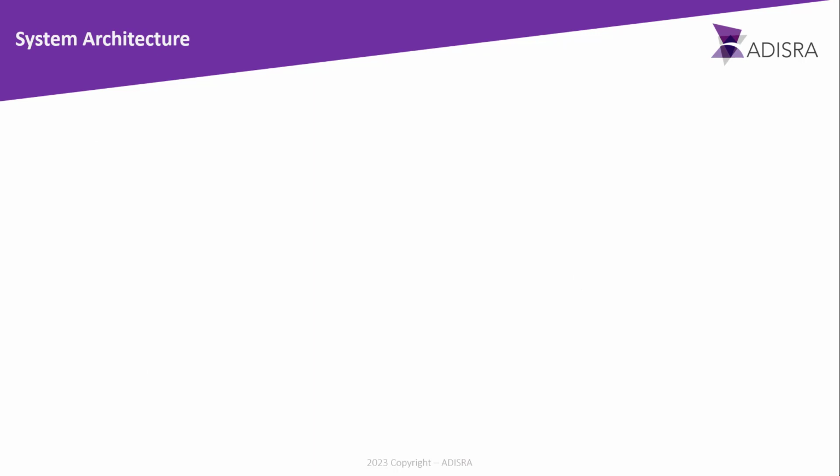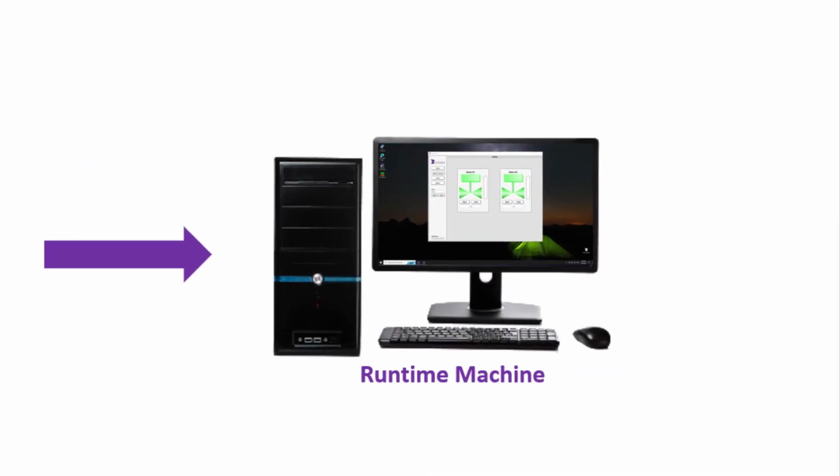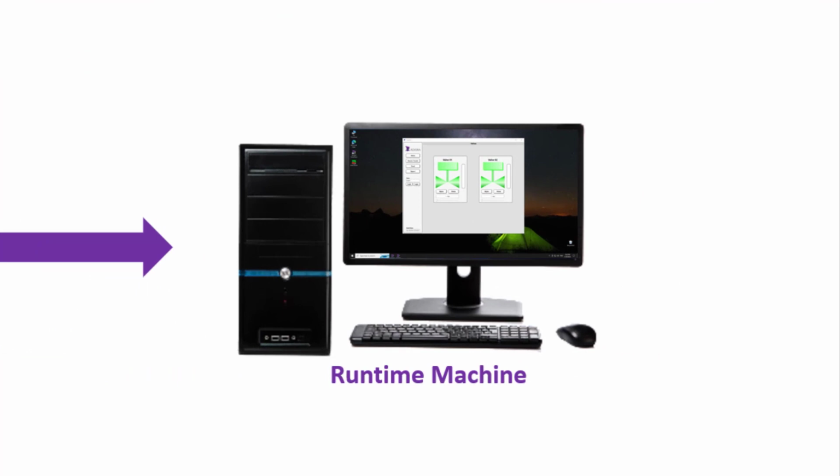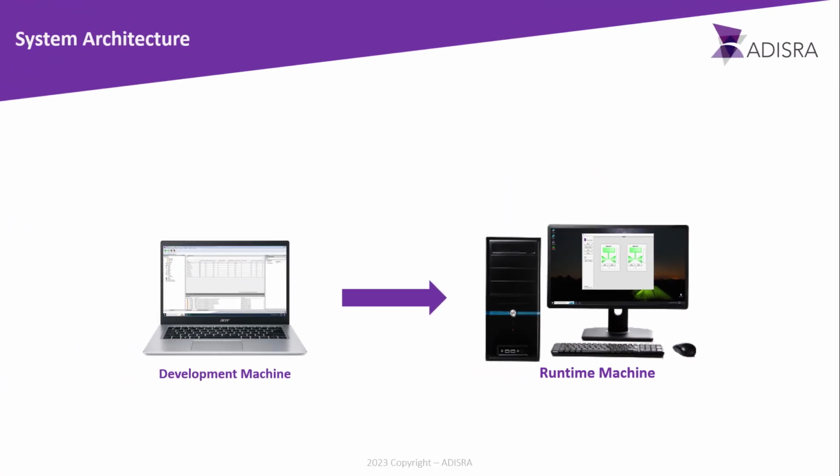We will develop the application on a notebook using an engineering license, and after finishing the development, we will send the application to the runtime machine, which will be responsible for running the application on the final client. The runtime machine will use a runtime license of 150 tags.